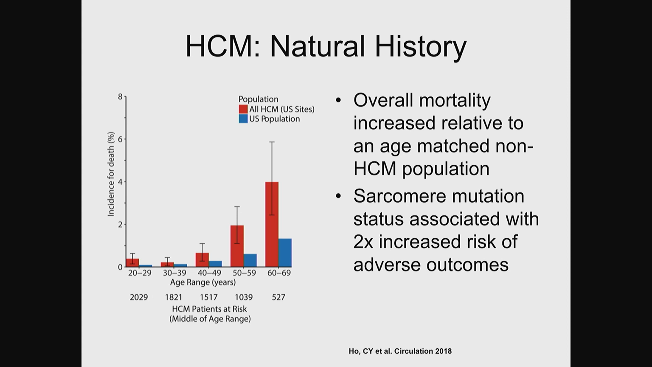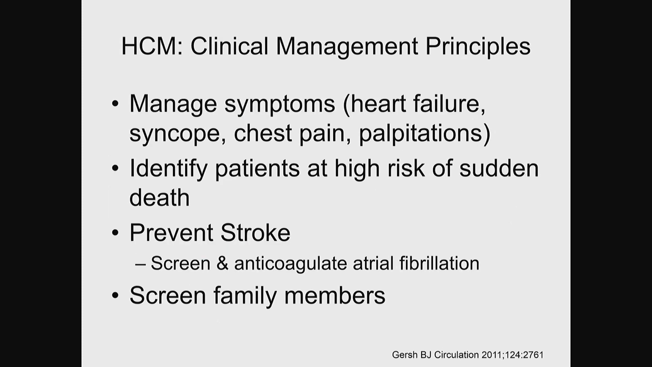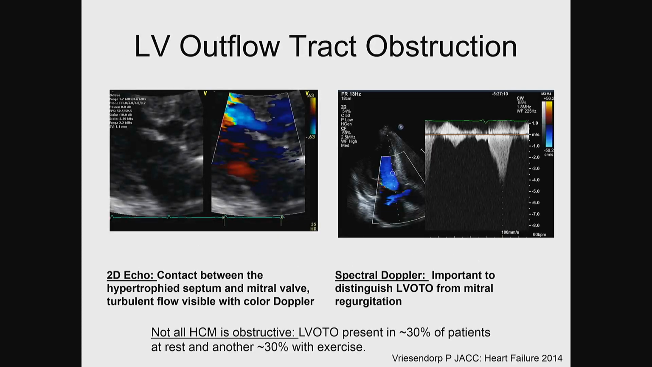And beyond whether or not one has hypertrophic cardiomyopathy, the identification of a sarcomere gene mutation, which is present in approximately 50% of people with HCM, is associated with an increased risk of adverse outcomes. So with that natural history in mind, how do we approach the care of patients with hypertrophic cardiomyopathy? We assess for symptoms and manage them. We identify patients at high risk for unanticipated complications, including sudden death and stroke. And we assess family members to determine if they too have disease and merit the same management principles.